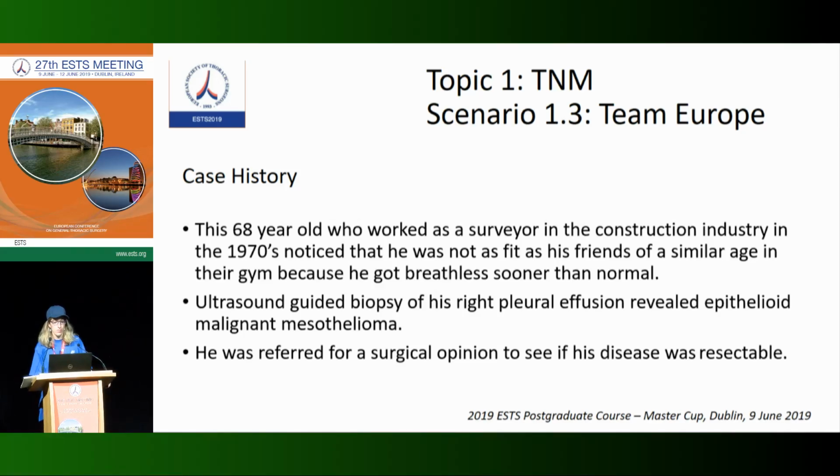Okay, thank you. So this case is about a 68-year-old man who worked as a surveyor in the construction industry in the 70s, and now he's noticing that he's not as fit as his friends in the gym because he's getting breathless sooner and faster than normal. He underwent a chest x-ray with evidence of pleural effusion and then an ultrasound guided biopsy of his right pleural effusion revealing epithelioid malignant mesothelioma. He was then referred for a surgical evaluation to see if his disease was resectable.